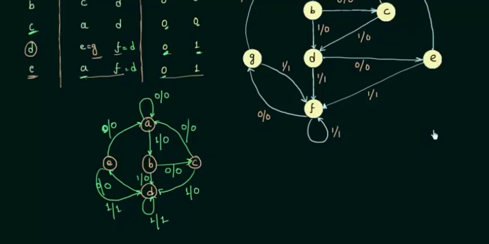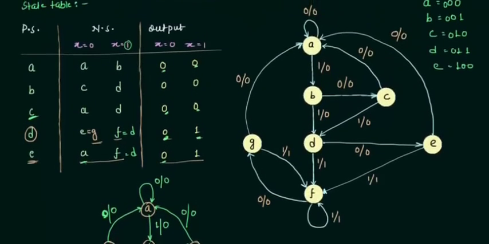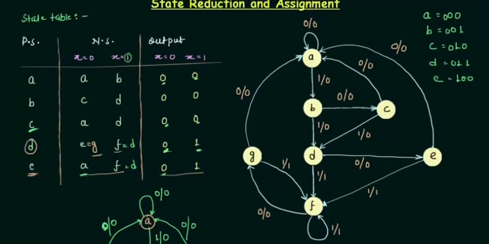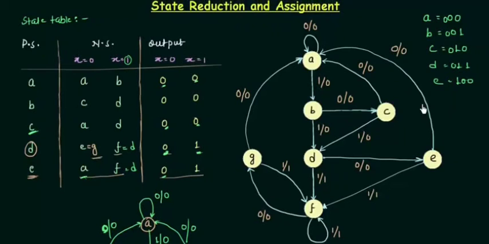So this is how we will do the state reduction by using the state table, and you already know state assignment. So these are the two important topics in the designing of the sequential circuits. I hope you got it. And like we used K-map in the combinational circuits to get the minimum possible result, we use the state reduction here to get the minimum possible state diagram. And once we have the minimal state diagram, we can definitely have the minimal circuit.